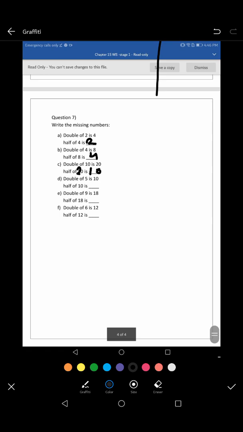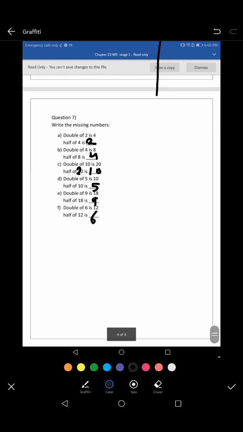Now double of 5 is 10. So half of 10 is 5. Double of 9 is 18. So half of 18 is 9. Double of 6 is 12. So half of 12 is 6.